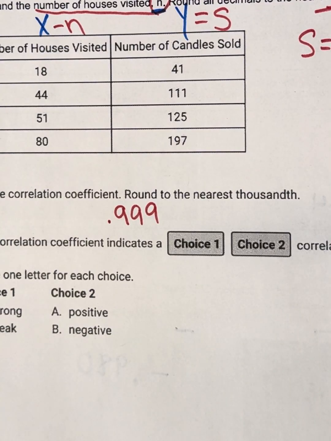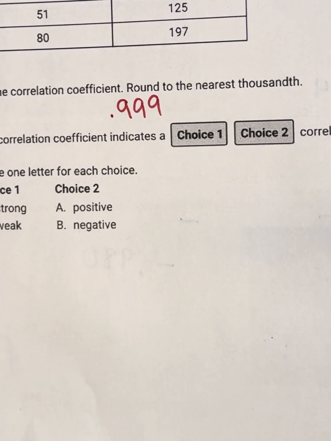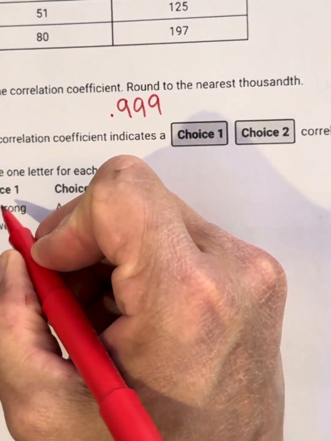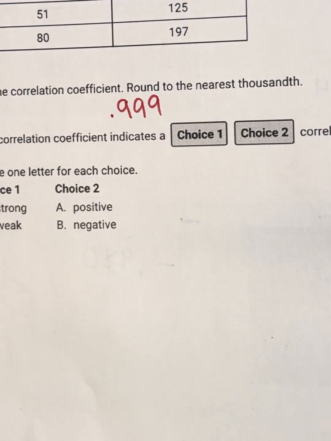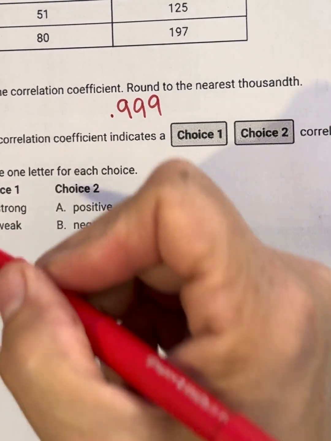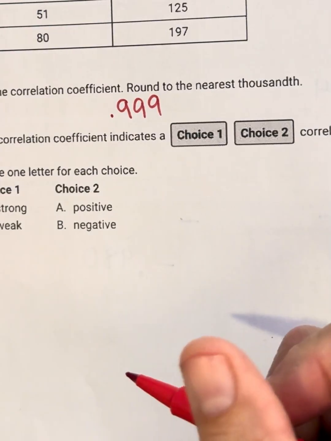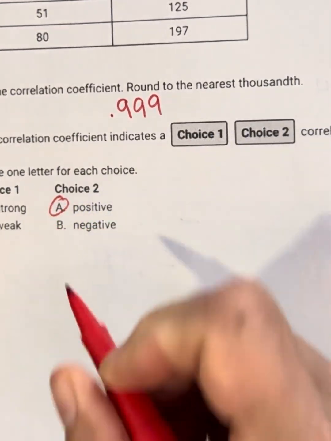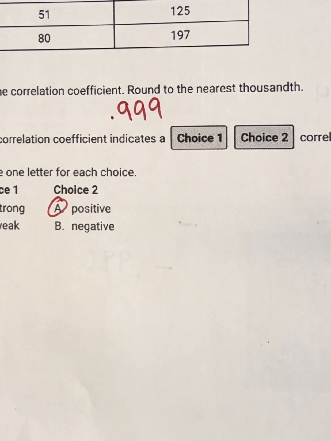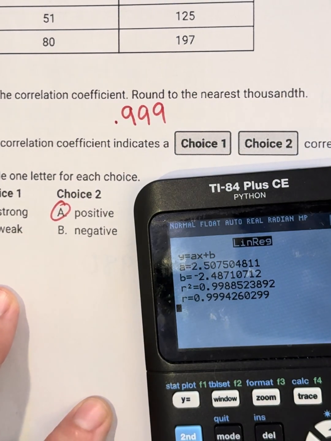Okay, so is it strong or weak? Strong. It's nearly $1. And when I'm looking at my decimals, I tend to think of money. So 99 cents is really close to $1. It is very strong, and it is positive. And that is it.